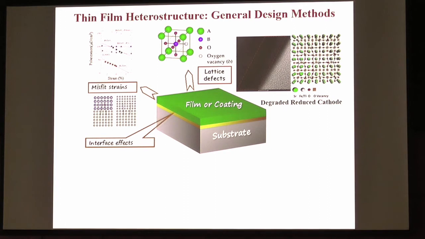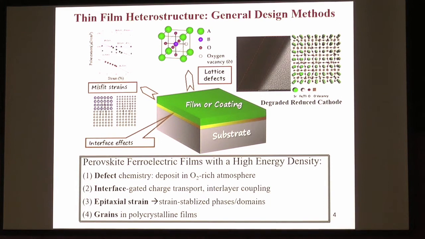Then films are good for integrated devices. And when you grow a ferroelectric film, or more generally a perovskite film, you need to consider effects like interface effects, strain effects, and lattice defects. Most importantly, how to deal with the oxygen vacancies. And with that, you may think about different ways of engineering.